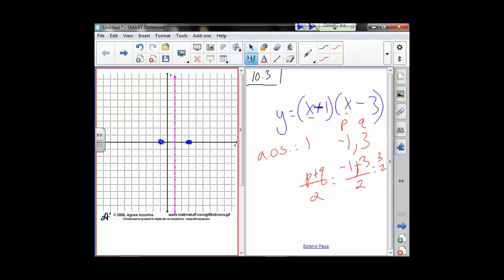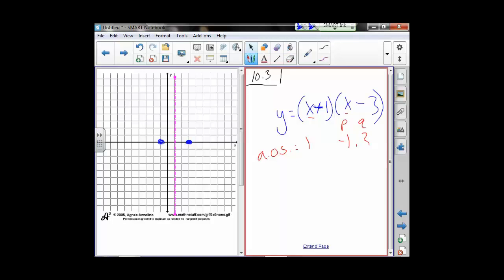Now, how would I solve for my vertex? You don't need to FOIL. We can go straight from this equation and plug in my value of x, which is my axis of symmetry, 1. So I plug 1 into both factors: 1 plus 1 times 1 minus 3, and that's equal to my y.